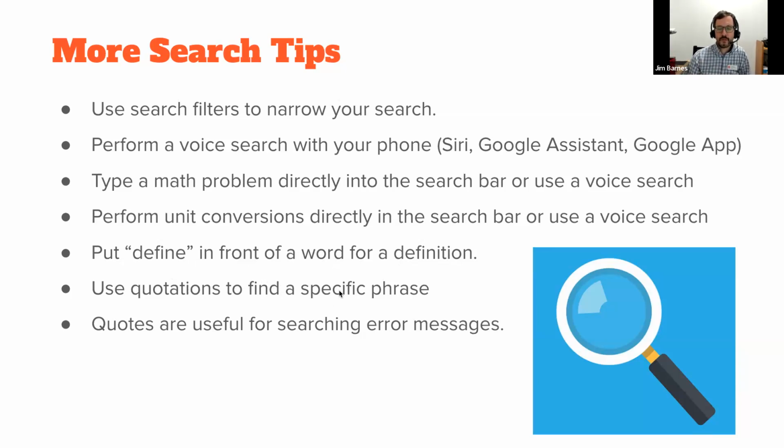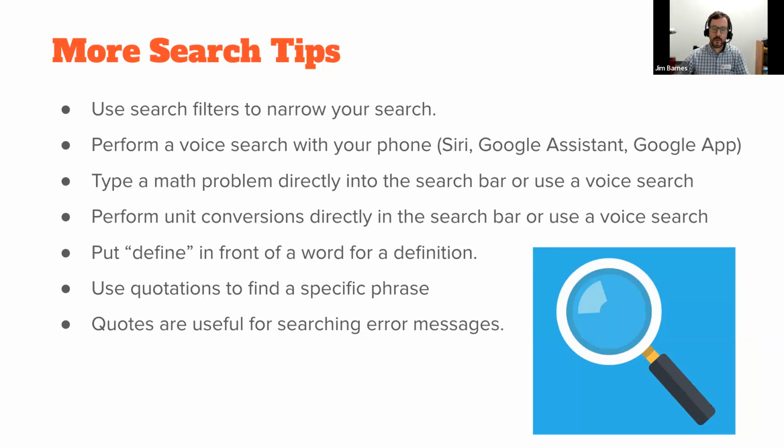And if you're wanting to find a specific phrase, you can use quotations. Some people use quotations quite a bit, but you only want to use quotations when you want those specific words to be in that exact order. So if you use quotations around words, it'll only return search results with those words in that order.